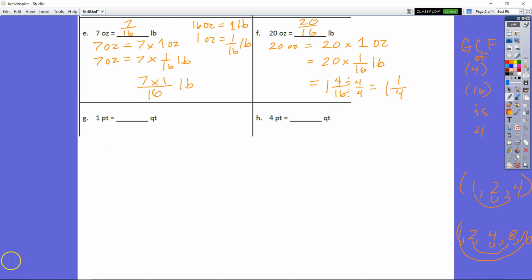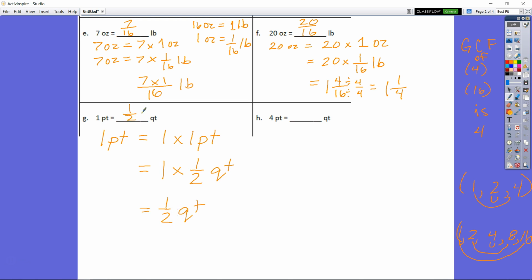Now we have pints and quarts, and we know that 1 quart equals 2 pints. So if we know that information, we can simply do our strategy where we take our pints and separate it. That's equal to 1 times 1 pint. And then we say, well, if we know that 1 quart equals 2 pints, then a half of a quart is going to be equal to 1 pint. We have to multiply by a half of a quart, and we get 1 times 1 over 2, which is 1/2.